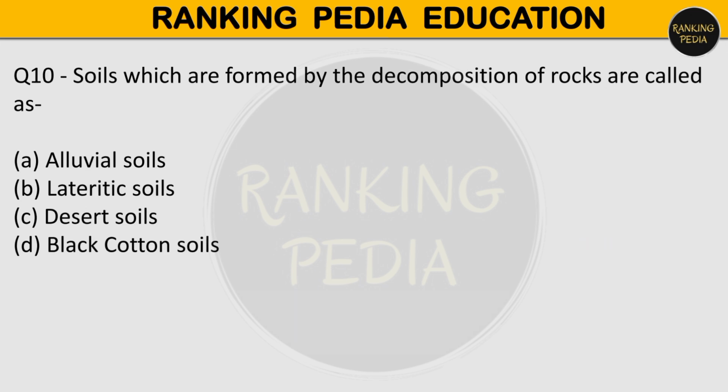Next question is, soils which are formed by decomposition of rocks are called as, your options are alluvial soils, lateritic soils, desert soils, or black cotton soils. So the soils which are formed by decomposition of rocks are called lateritic soils. That is option number B is correct, whereas black cotton soil is inorganic in nature. So which one is the correct option? That is option number B.